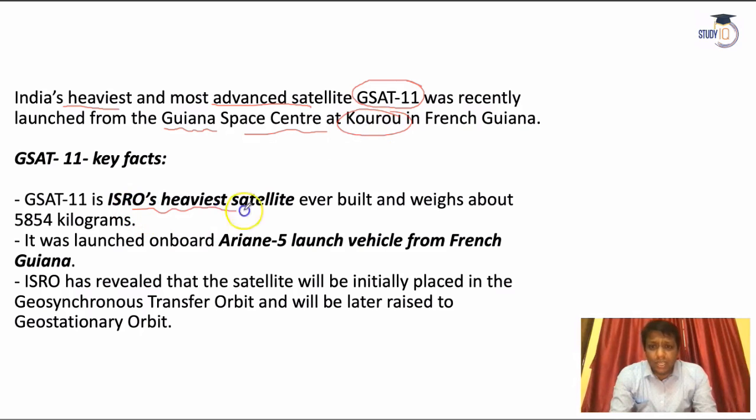GSAT-11 is ISRO's heaviest satellite, and the interesting thing is the weight, you always remember. Its mass is around 5854 kilogram. So this mass I hope you will always remember, 5854 kilogram. I repeat it here, guys. It was launched with the help of Ariane 5. Ariane 5 is the launcher of the European Union, okay, and it was sent from French Guiana, as you know very well, guys.